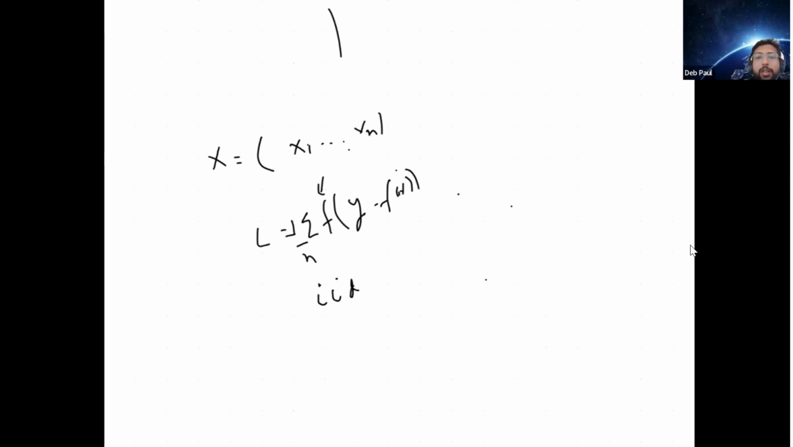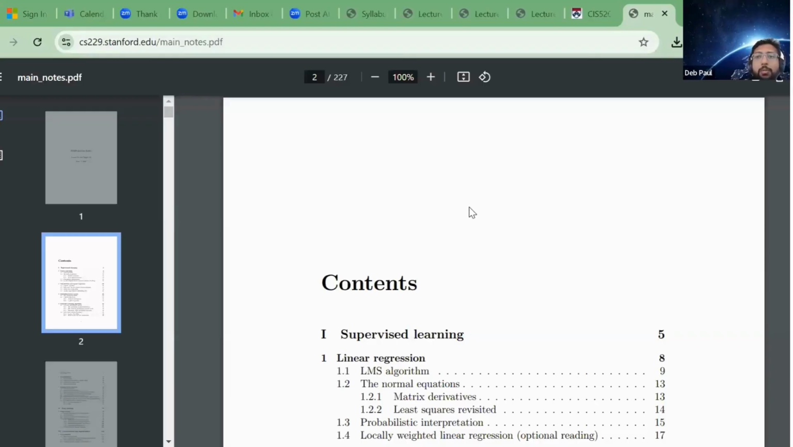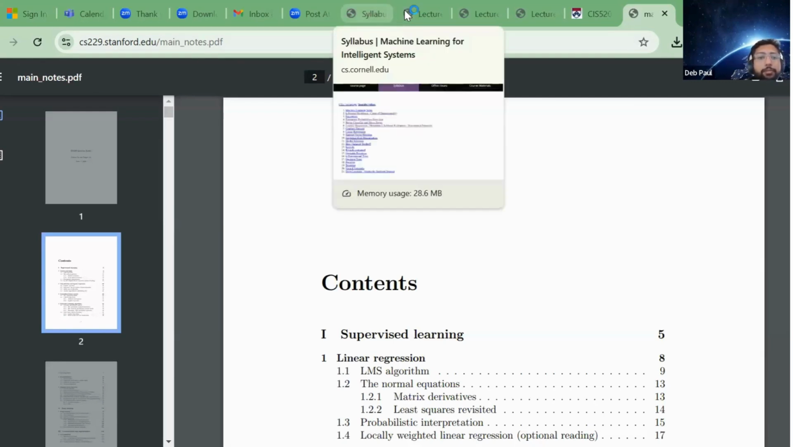So again, people who are joining late, please mute your mic so that the other people don't hear an echo. If you want to speak, please feel free to unmute and talk. So let me share my screen. Let me know if you can see my screen. I hope all of you can see my screen, right? Okay, great. So let's start here.